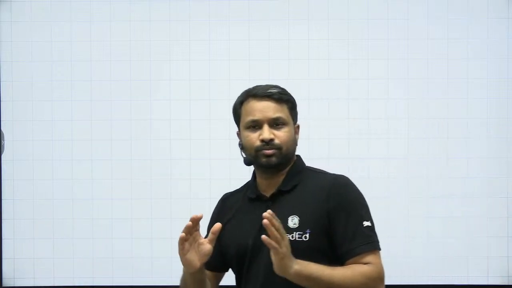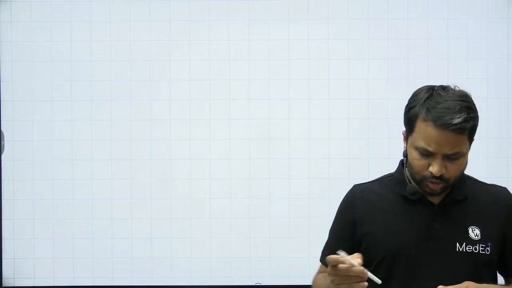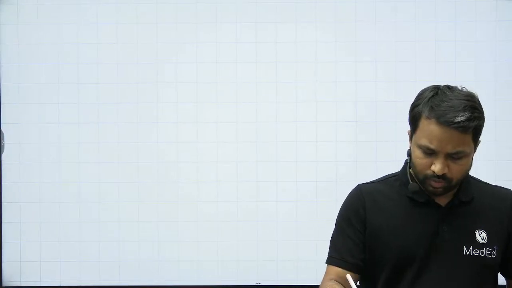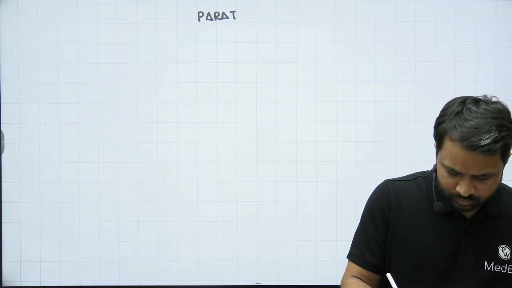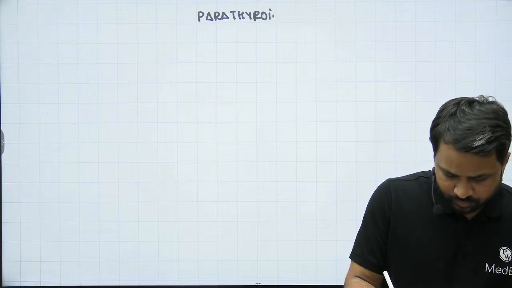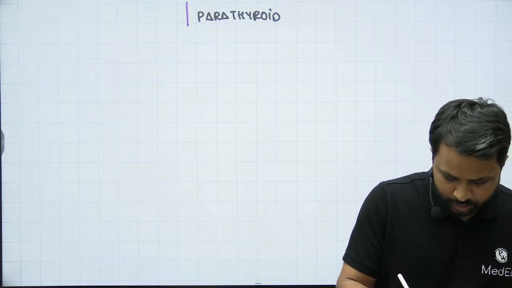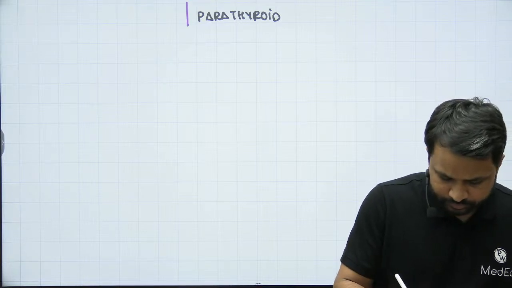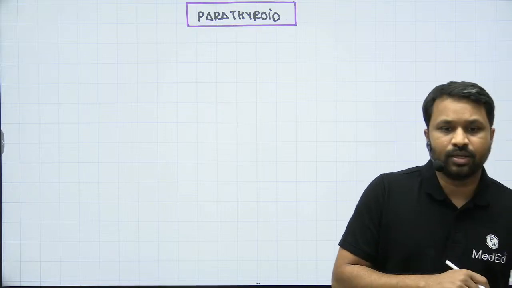I didn't want to go into a different zone of topic. So what we'll do today is, because we have completed the entire thyroid, I will do the parathyroid. That's an extension of the thyroid component only, and then we'll try to finish it up from thereafter. So today's topic that I would like to concentrate on would be the parathyroid.